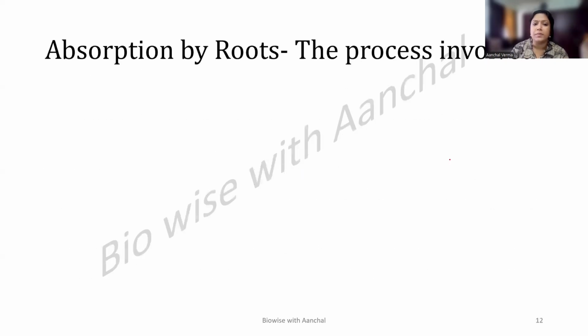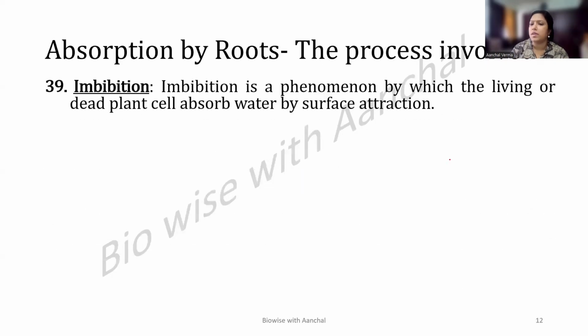Next one is absorption by roots. It has many definitions and concepts. Imbibition is a phenomenon by which living or dead plant cells absorb water by surface attraction. Actually, instead of absorb you can write adsorb also, because it is a surface phenomenon. So you can write adsorb also.